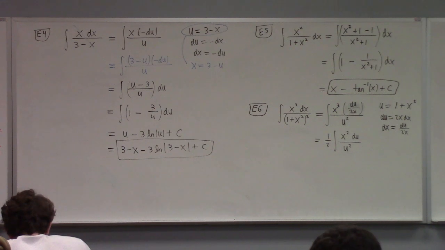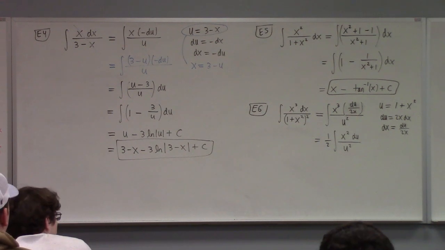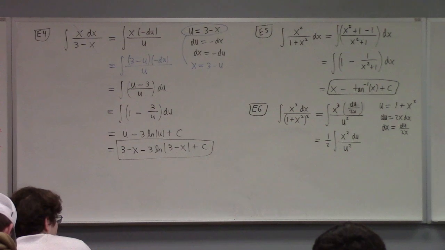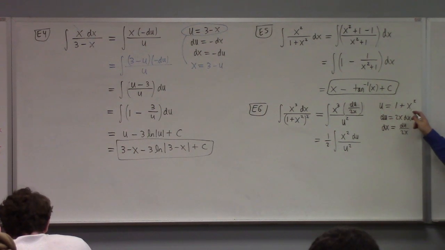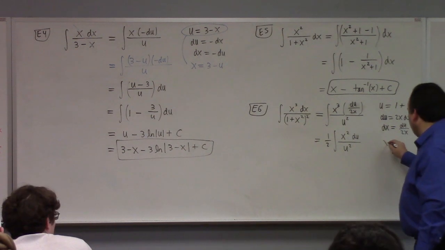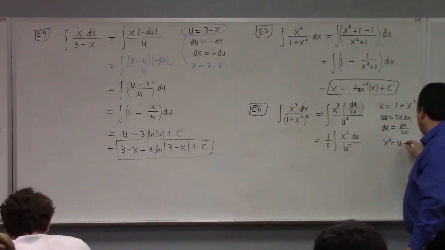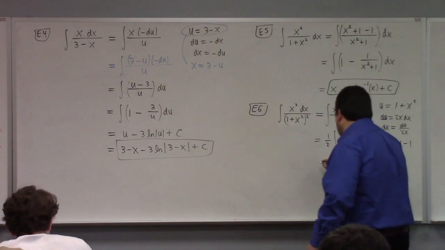Again, x squared is not our friend. We must have only u's. What's that? Oh, you're saying you can solve. Yeah, I think you're right. So we can trade x squared for what? X squared equals what? U minus 1. U minus 1, all right. So I think you guys are up to my trick. That's good.